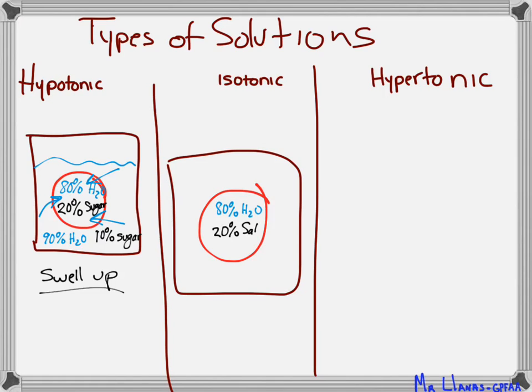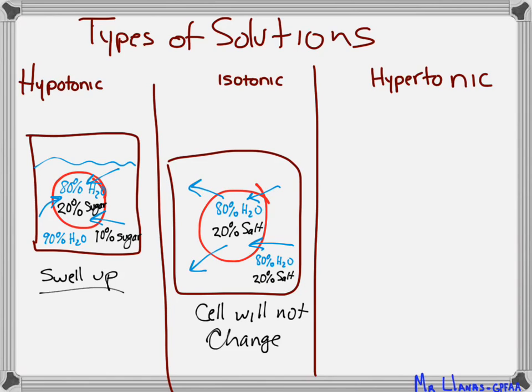There's another type of solution, and it's called isotonic solutions. And when a cell is in an isotonic solution, then no change happens. Okay, nothing happens to the cell. If you look at the numbers there, 80% water inside, 20% salt inside. Same thing on the outside, 80% water, 20% salt outside. So everything is the same inside and outside of the cell.